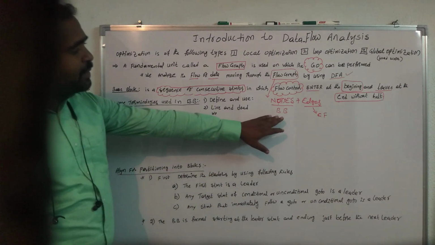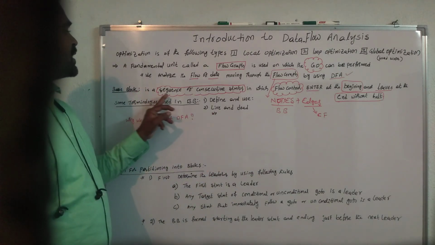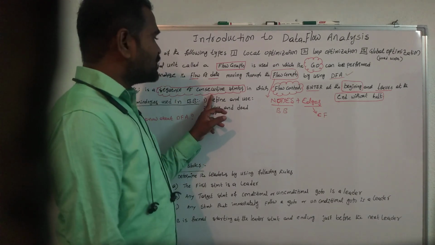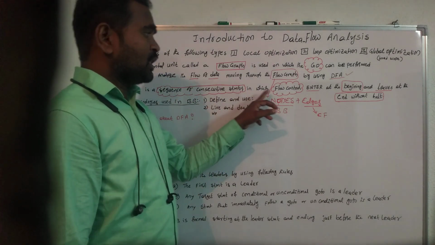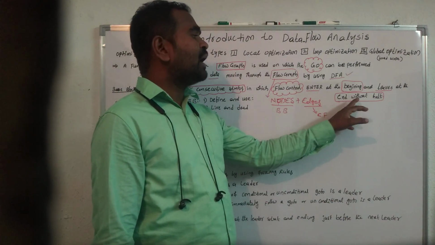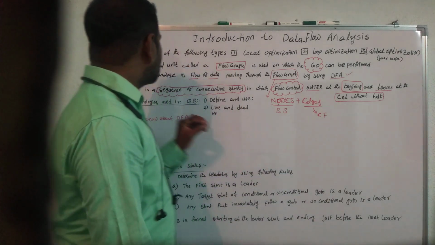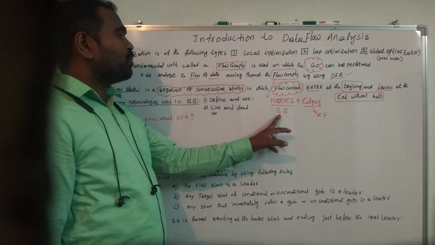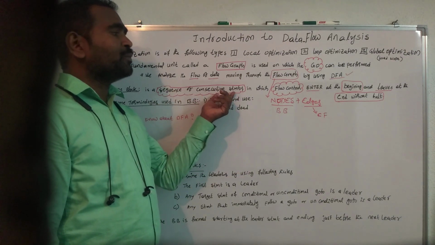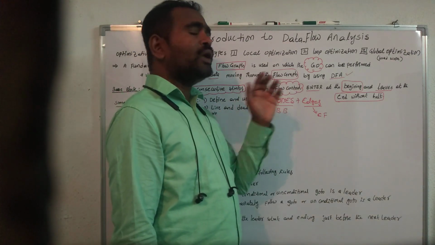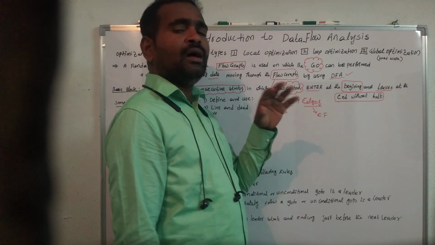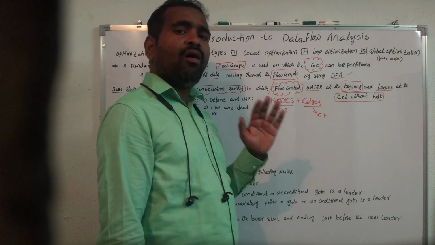What is meant by a basic block? A basic block is a sequence of consecutive statements in which the flow of control enters at the beginning and leaves at the end without any halt. That is, there is a single entry point at the beginning and an exit at the end point without any halt.